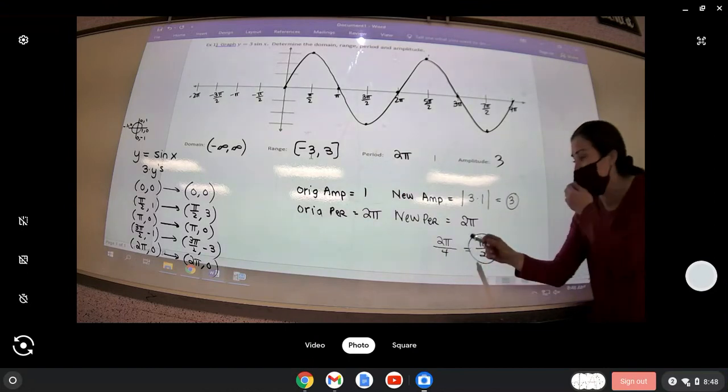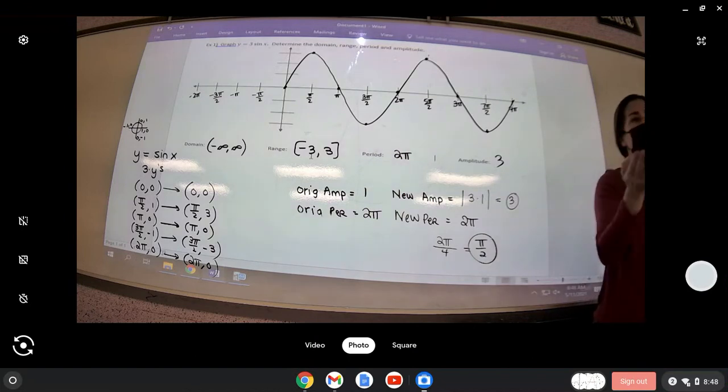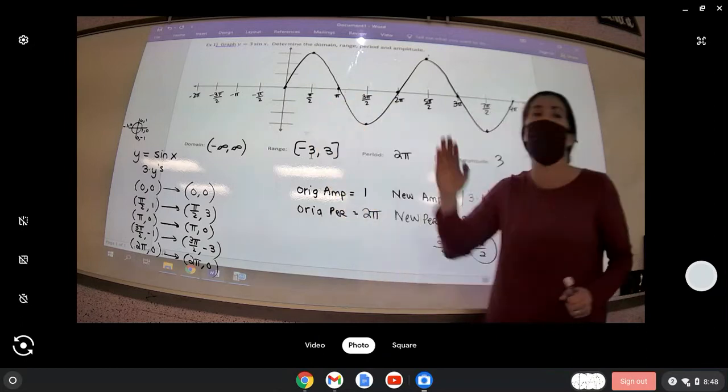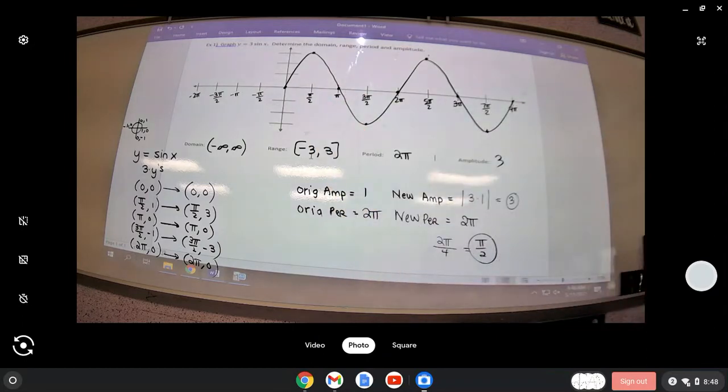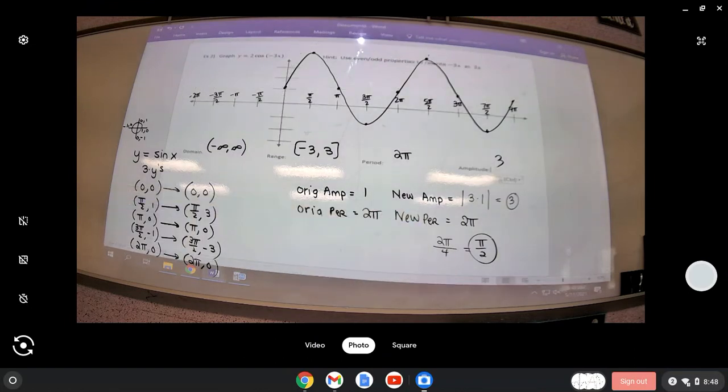Yeah, I'm not saying this is the period. The period's still 2 pi. I've taken my period, I've chopped it into fourths, so I know what my subintervals are divided up by now. I know who to count by. Every pi over 2 units will create a subinterval, and it will create a key point. Okay? All right. Let's go to the next example.